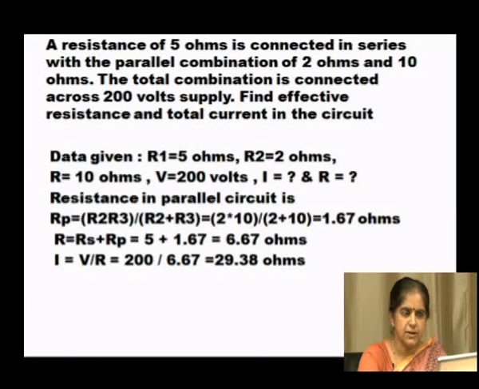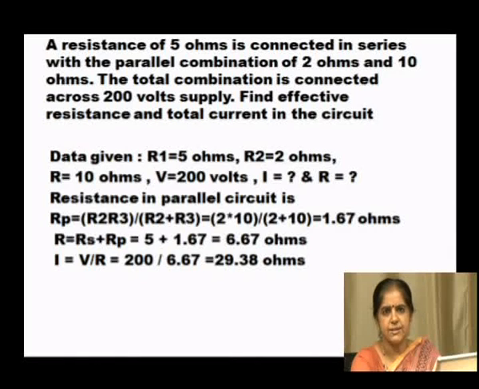Then the total current in the circuit is once again given by Ohm's law. I is equal to V by R, that is equal to V is equal to 200 volts divided by the total resistance in the circuit, that is 6.67, that is equal to 29.38 ohms. This is how to calculate the total resistance in the circuit.